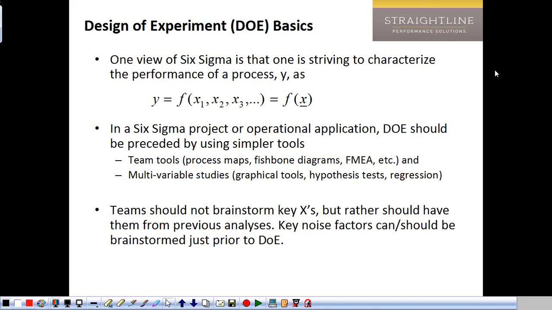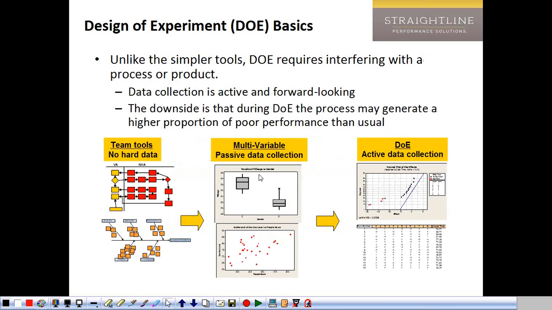What I'm talking about is actually running a DOE. And if we're talking about that, it should be preceded by earlier tools. So Fishbone, FMEA, process mapping, graphical, or looking at existing data historically. We shouldn't just go straight to brainstorming the X's, but really should have them from previous analyses. That's pictorially represented by this. DOE is really active data collection. That's really what it is.